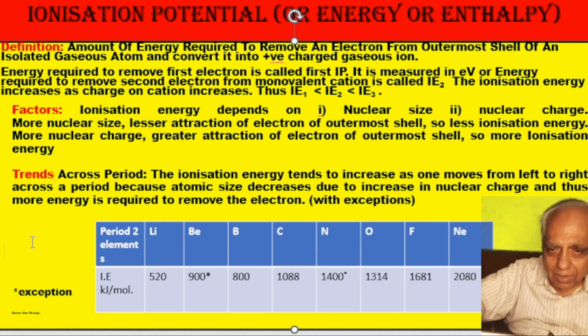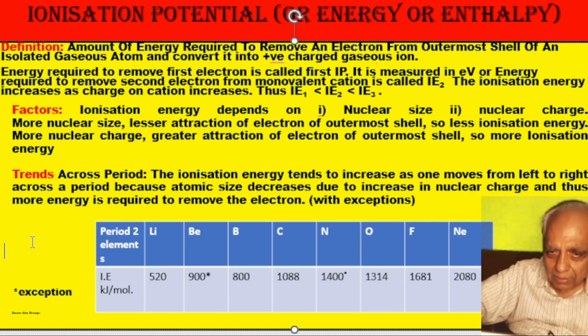So now we will study ionization potential. I had introduced what ionization potential is: the amount of energy required to remove an electron from the outermost shell of an isolated gaseous atom, and this will get converted to a positive charge now, because one electron has gone, so the number of protons will become more than the number of electrons by 1, so it will become a positive 1 charge. Now the energy required to remove the first electron is called IP1, ionization potential of 1, or IE1.